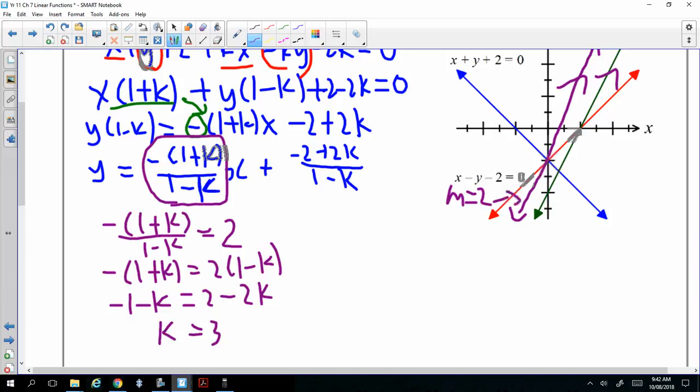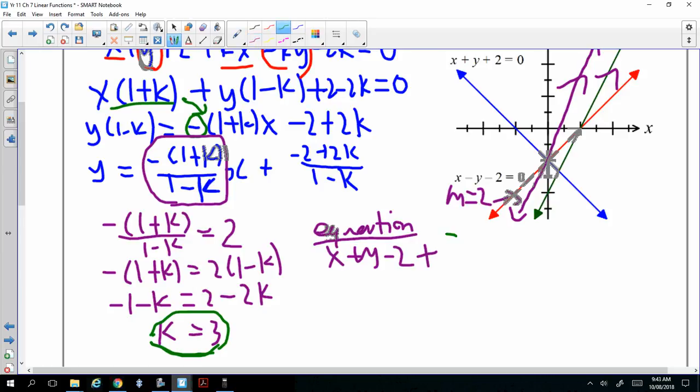Yep, it's long and it's ugly, but let's go through it. Let's put 3 there. So write x minus y. Therefore the equation will be x plus y plus 2, plus the k you found, which is 3, times x minus y minus 2, equal to 0. So x plus y plus 2 plus 3x minus 3y minus 6 is 0. 4x minus 2y minus 4 is 0.